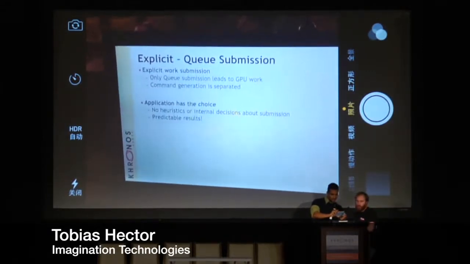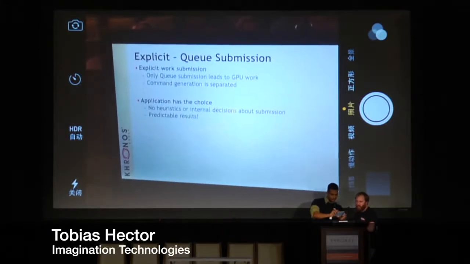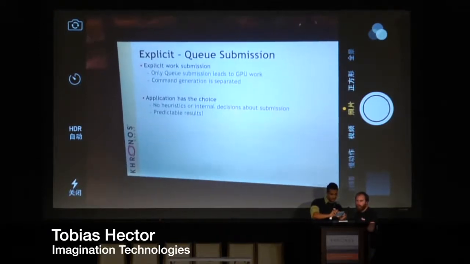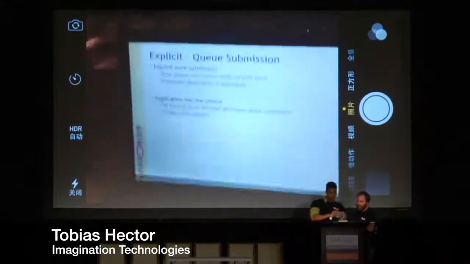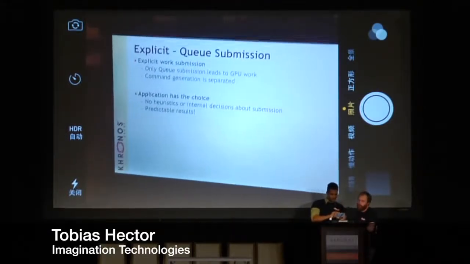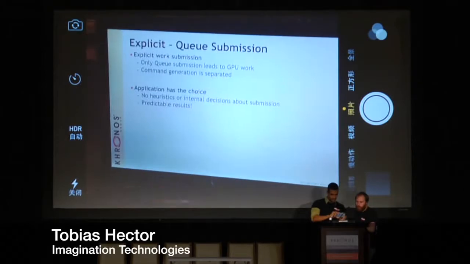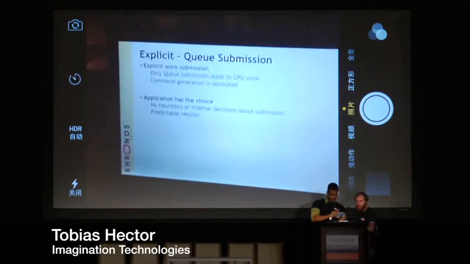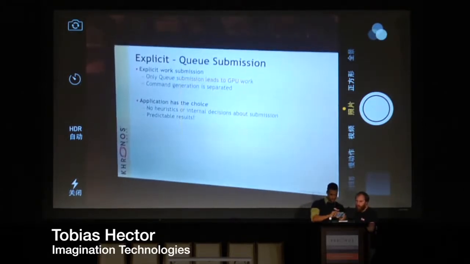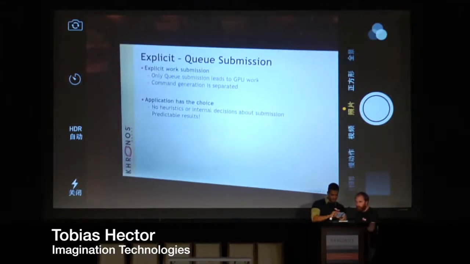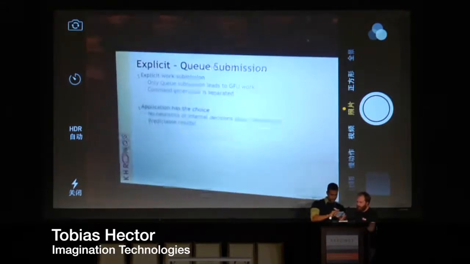If you look at OpenGL ES or OpenGL, there's going to be some driver heuristics going on, possibly. If you do draw, maybe it's submitting that draw immediately to the GPU. Maybe it's not. Maybe it's waiting for a flush or eglSwapBuffers. You don't actually know. In Vulkan, the application has an explicit choice over that operation, which means you can have predictable results frame to frame because you know exactly when it's happening.